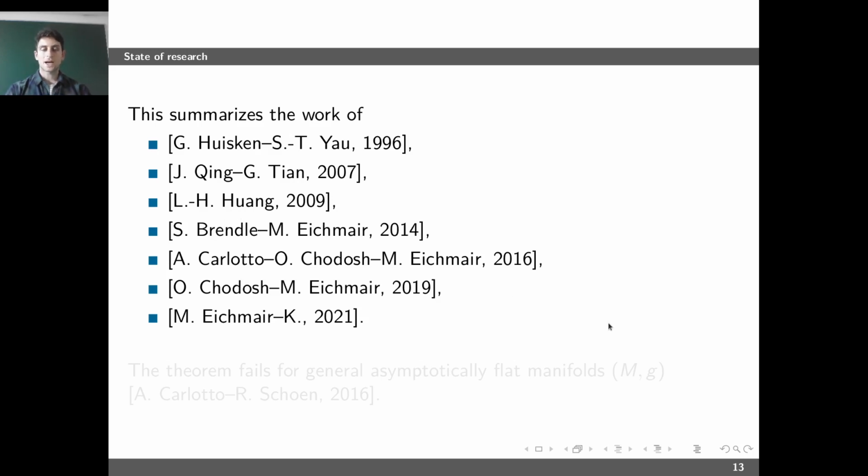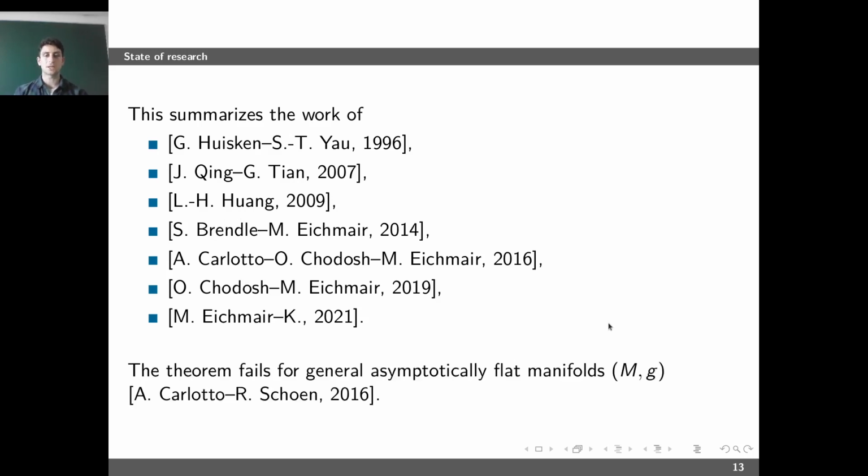Now, of course, you might ask if a similar result holds for general asymptotically flat manifolds, and it turns out that you can prove weaker results for asymptotically flat manifolds, but at least in this generality, the theorem is not true, because there are examples of Carlotto and Schoen of asymptotically flat manifolds with positive mass and non-negative scalar curvature that contain a Euclidean half-space. So in particular, within this Euclidean half-space, you have infinitely many large stable constant mean curvature spheres enclosing any volume that you're going to require.